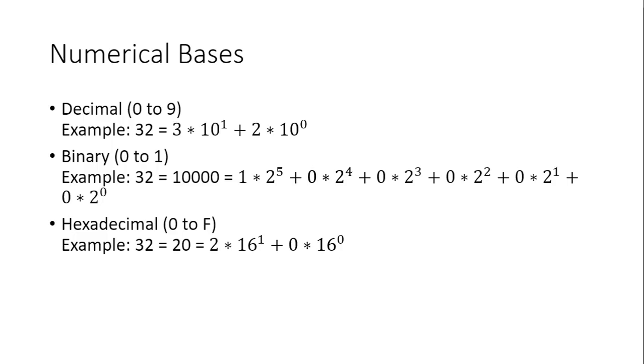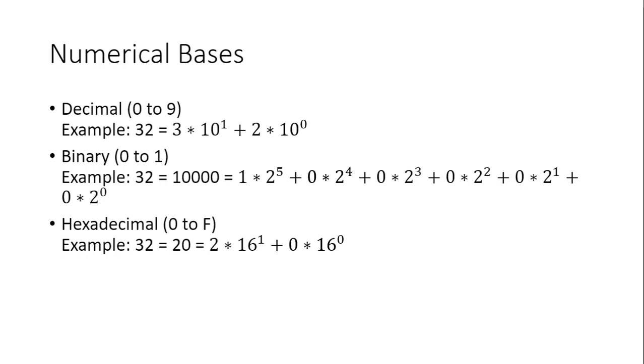So, first of all, let's talk about number bases. Number bases are different ways of representing values. The most common one is the decimal system, where digits range from 0 to 9 and are always multiplied by powers of 10. Let's take the number 32 as an example. In decimal, this value is 3 times 10 raised to the power of 1 plus 2 times 10 raised to the power of 0. For those who don't know, any number raised to the power of 0 equals 1.